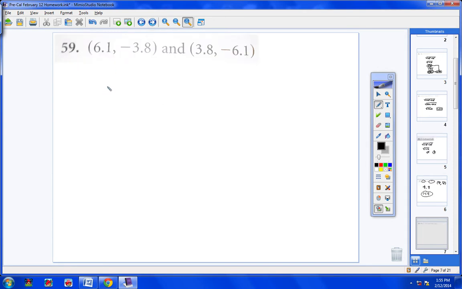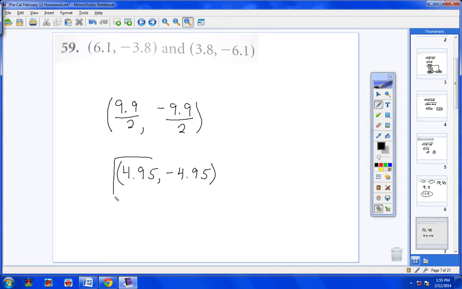X plus x over 2 would give you 9.9 over 2, and then y plus y over 2 would give you negative 9.9 over 2. And then if you type that into your calculator correctly, you will come up with 4.95 and negative 4.95. Okay, so this ordered pair, these two numbers, they make up the midpoint, or the point that falls between these 2 points right here.